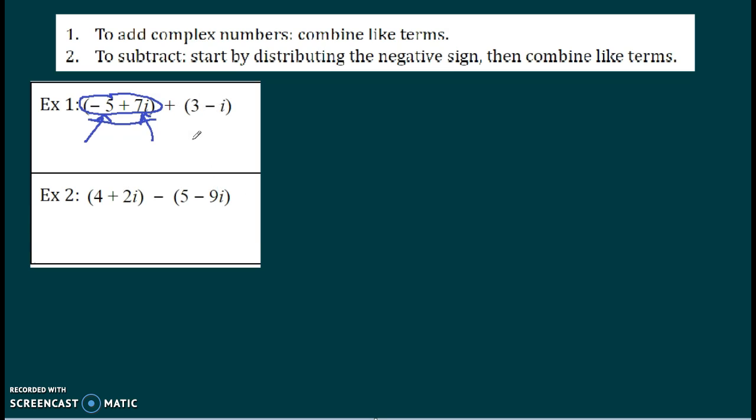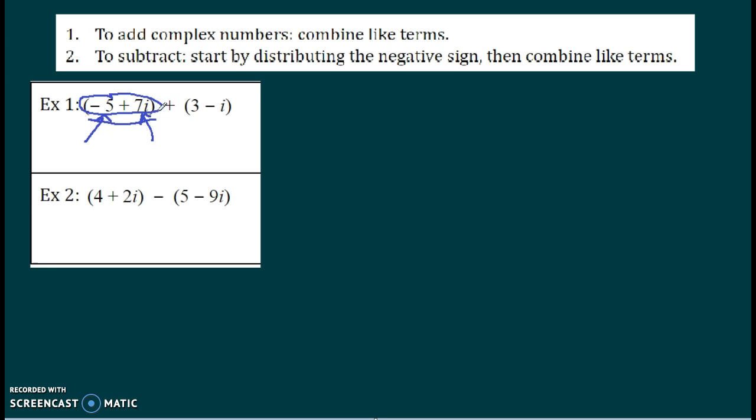Now that does lead to some confusion sometimes, because a lot of times when we see parentheses, our brains automatically say, oh, I'm going to multiply these. But that's not what we're going to do here. There's a big plus sign here, there's a big minus sign here. Look out for that stuff, because that tells you, of course, that you're adding or subtracting, which really means we're just going to be combining like terms.